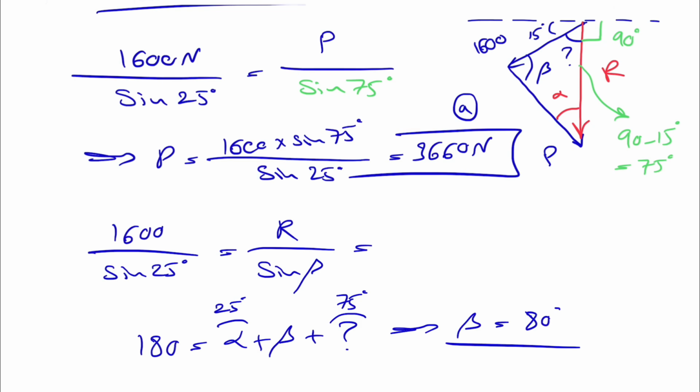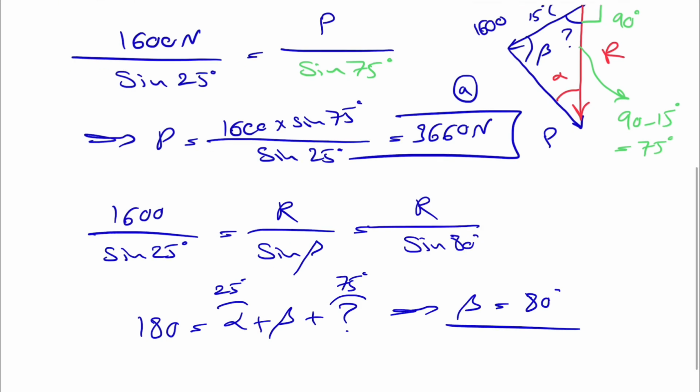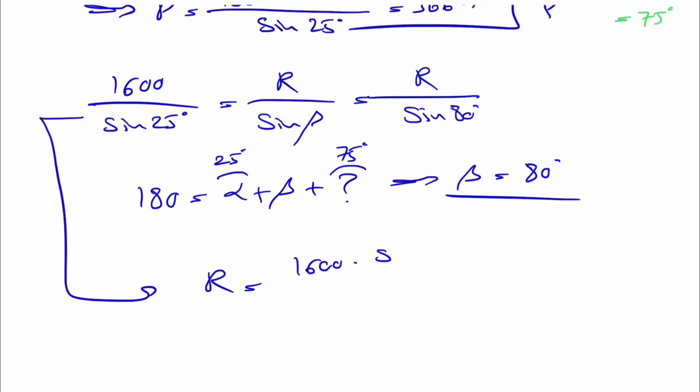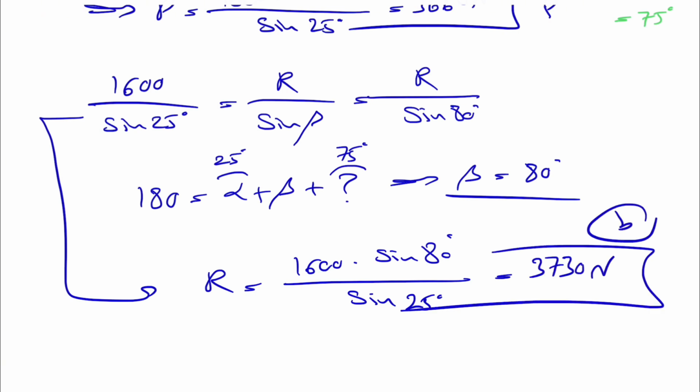So here we will have R divided by the sine of 80 degrees. From here we can find the last unknown, which will be 1600 times sine of 80 divided by sine of 25 degrees, and this gives us 3730 Newton. This is the answer for part B of the question, the magnitude of the resultant.